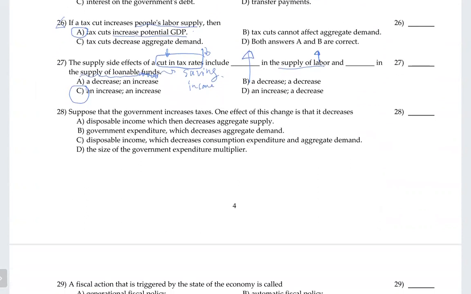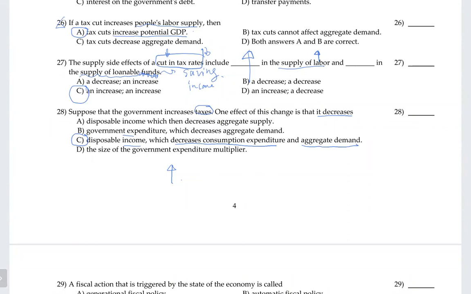28. Suppose that the government increases tax. One effect of this change is that it decreases. So increase tax, okay, usually that is going to cause a decrease in disposable income, right? Because households need to pay more tax, right? And then if the disposable income decreases, that's going to decrease consumption expenditure and aggregate demand.